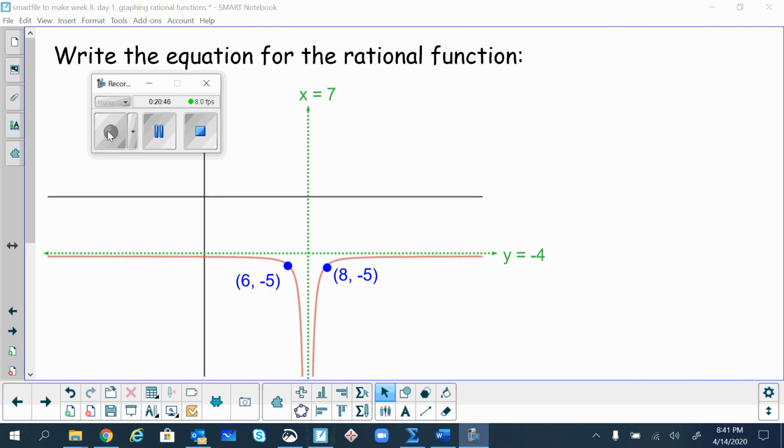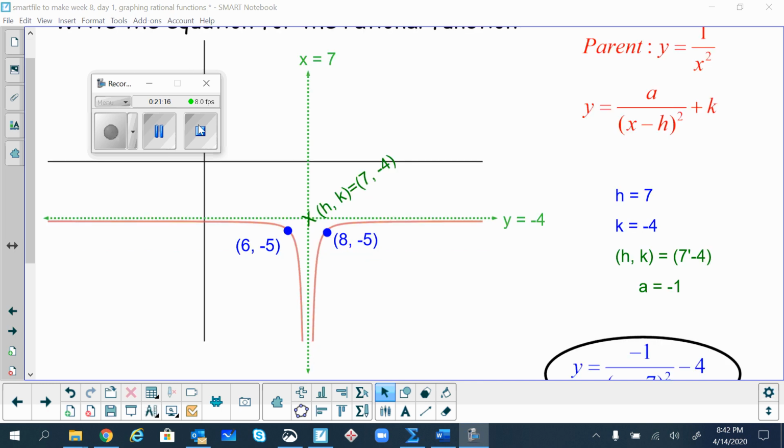Let's try one more. By looking at this graph, you can immediately tell that the parent function is y equals 1 over x squared. And you probably noticed right away that instead of the function going up, both of them are going down. So that's going to tell you that it's reflected over the x-axis. So your a value is going to be negative. Take a few moments to see if you can go through the steps that we did on the last example, and if you can write the equation for this rational function.